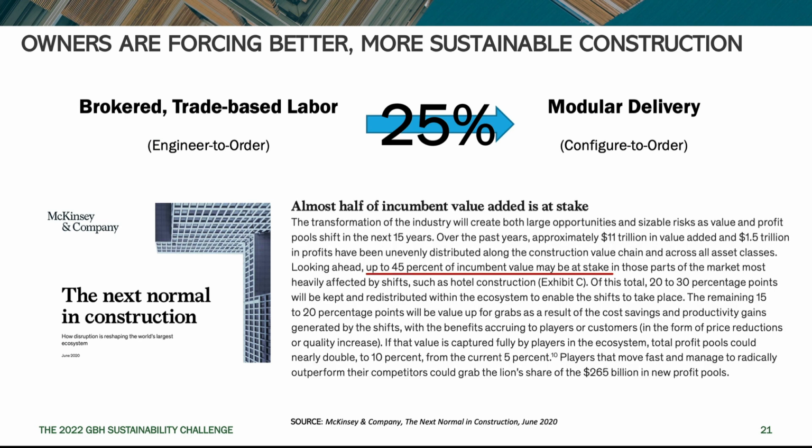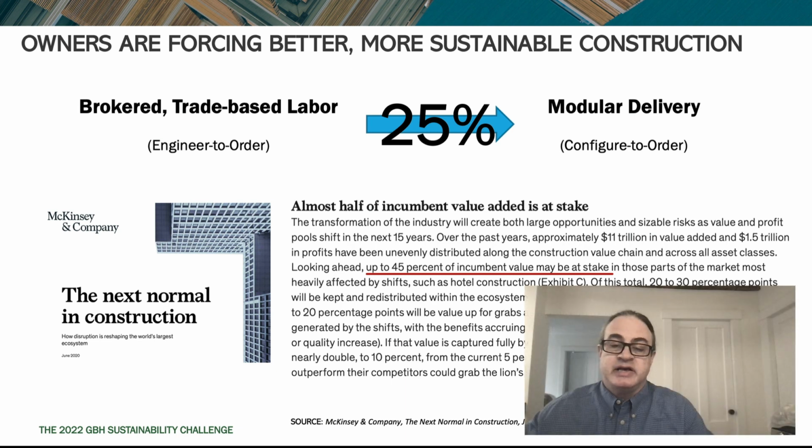If you look at what they said in that report, now there's a lot of text here, and I'm not going to read it to you, but what they said was up to 45% of incumbent value may be at stake in the parts of the market that are going to be changed by these shifts. And for instance, hotel construction, which can be highly modularized. So, given the fact that the construction market is roughly $11 trillion now and growing, that is a massive amount of value that can be put up to play for, disintermediating certain players and to the benefit of other players.